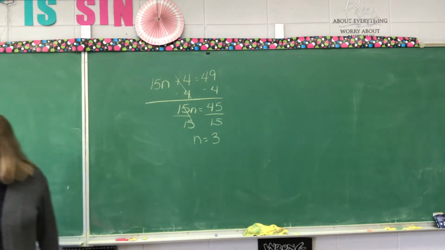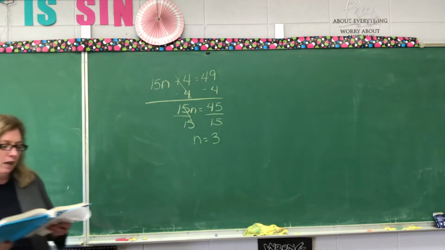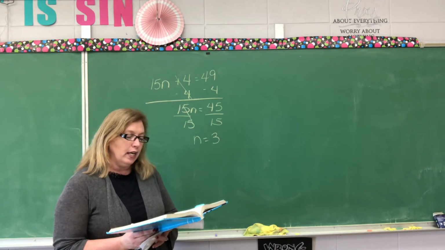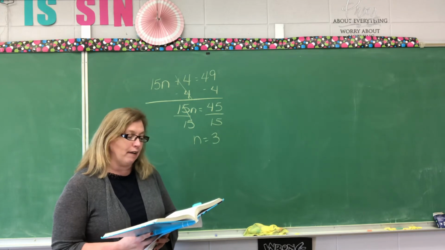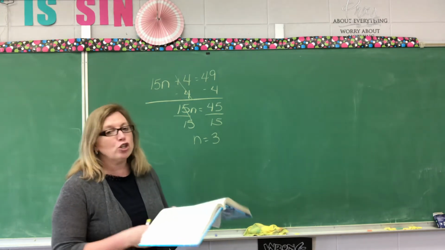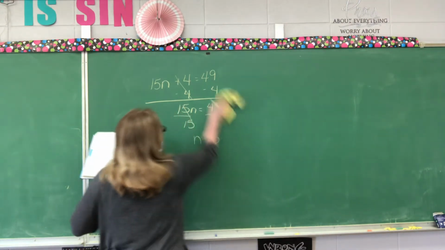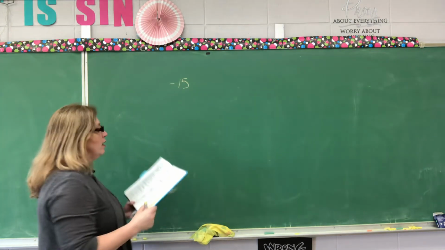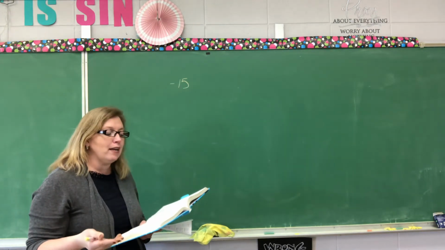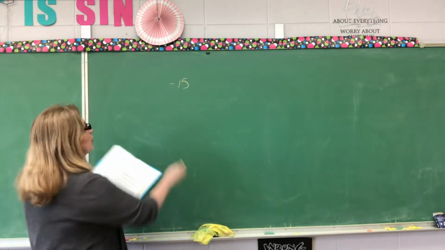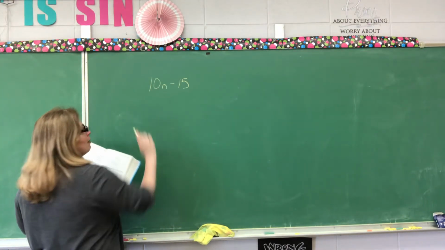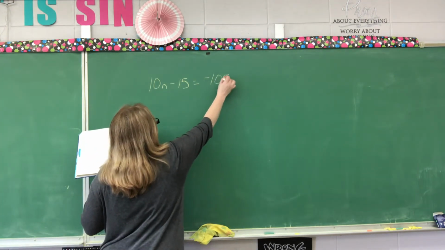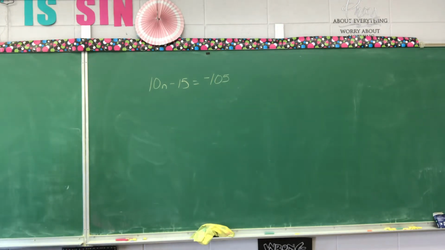Okay, let's look at the next one in your book. It says 15 less than 10 times a number is -105. So 15 less than. That means we're going to subtract 15 from some number. We don't know what that number is. We're just going to subtract 15 from it. Okay? 15 less than, what's that number? 10 times a number. Okay, so we're going to say 10n, because that means 10 times. And it's going to equal, or is, -105.